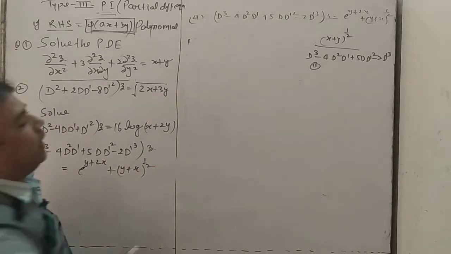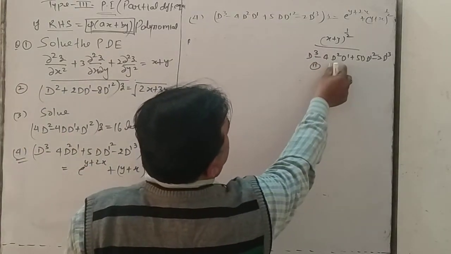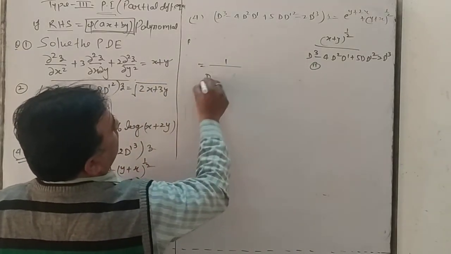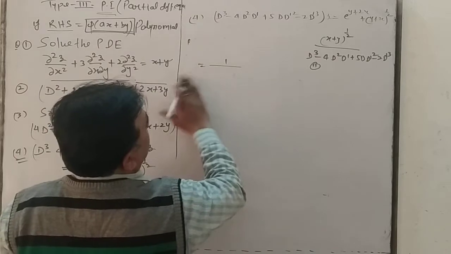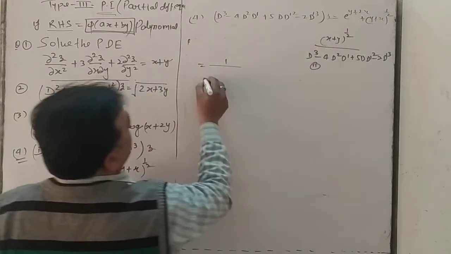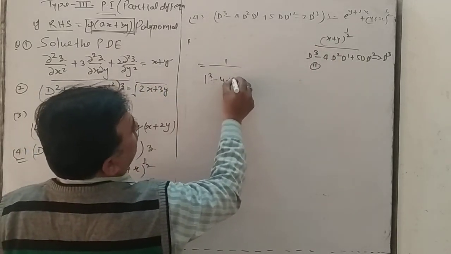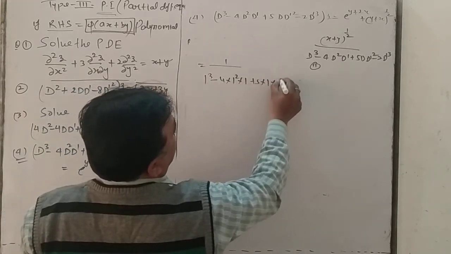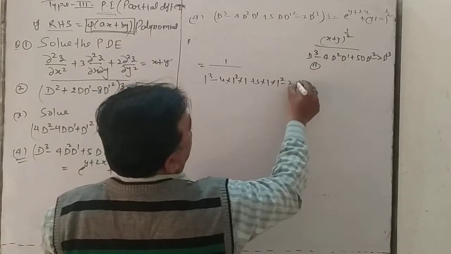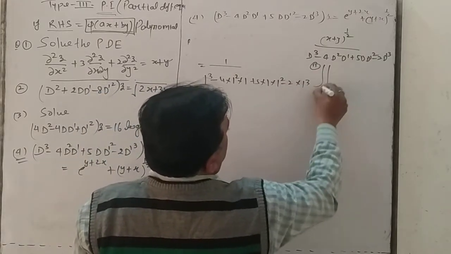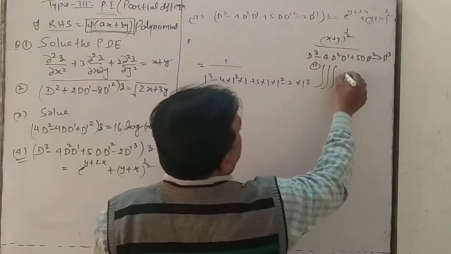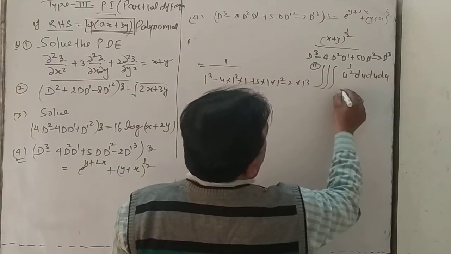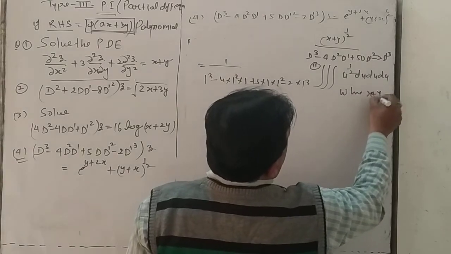Here you see that this is a partial differential equation of the third order. 1 upon the value of x, putting coefficient 1: 1 cubed minus 4 into 1 squared into 1 plus 5 into 1 into 1 squared minus 2 into 1 cubed, triple integration of u to the power 1/2 du, where x plus y equals u.